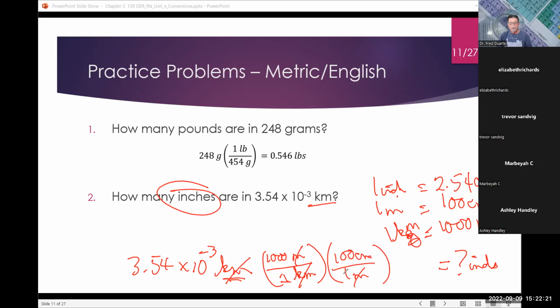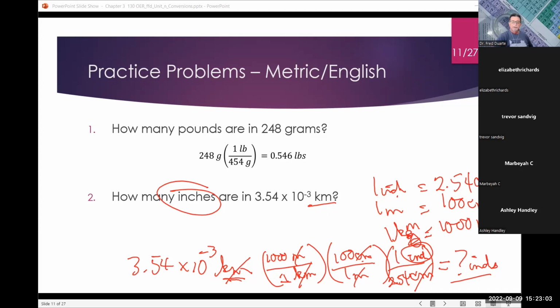Okay, so at this point, I could end up with centimeters unit wise, but I got to go to inches. Obviously, inches is going to be in the numerator because those are the units I want. And then obviously, I want to get rid of centimeters, so that goes in the denominator. So I got 1 inch and then 2.54 centimeters in the denominator. So cms cancel, meters cancel, kilometers cancel. Unit wise, I'm at inches. Everything seems to be set up properly. Now it's a matter of plugging in the numbers into the calculator.